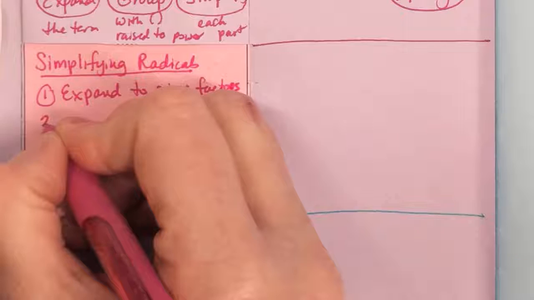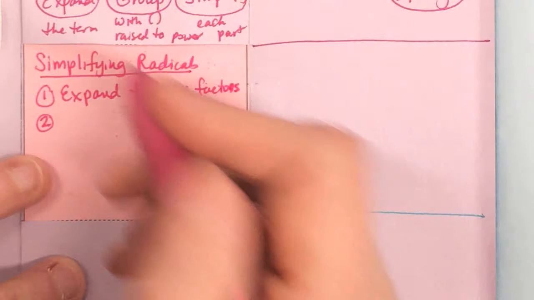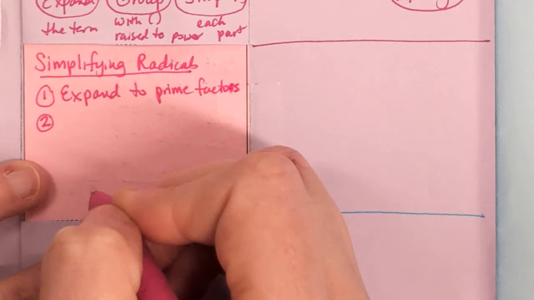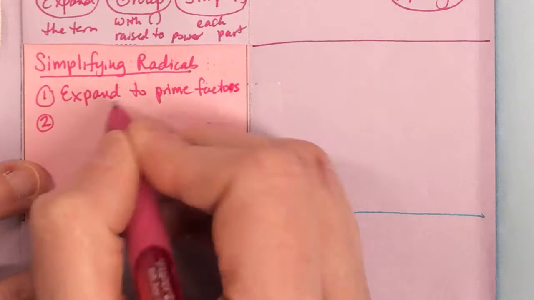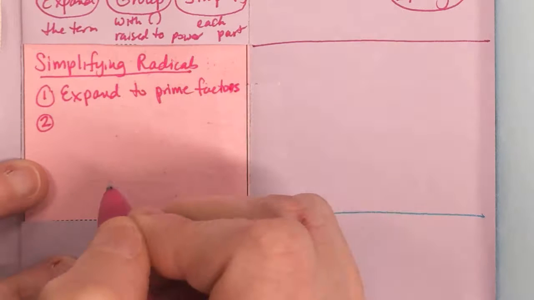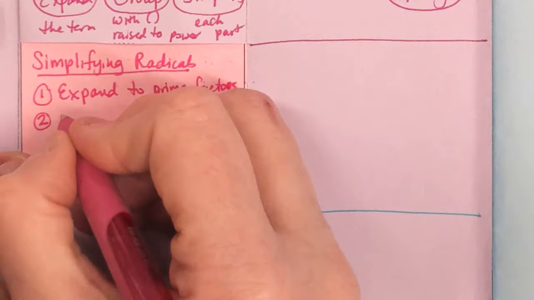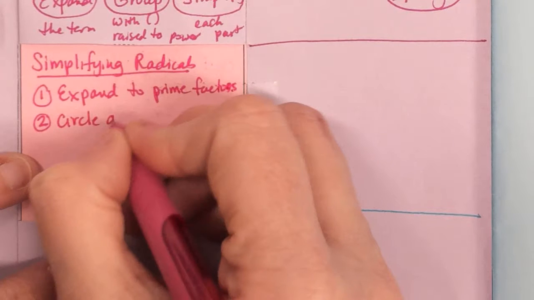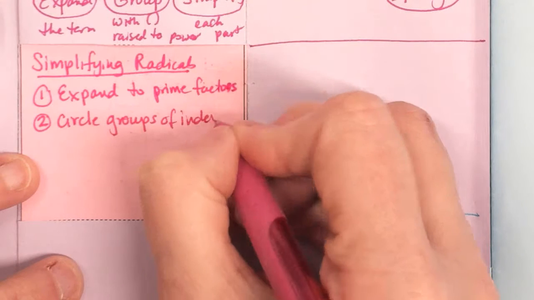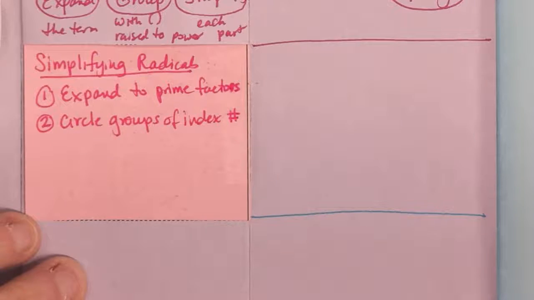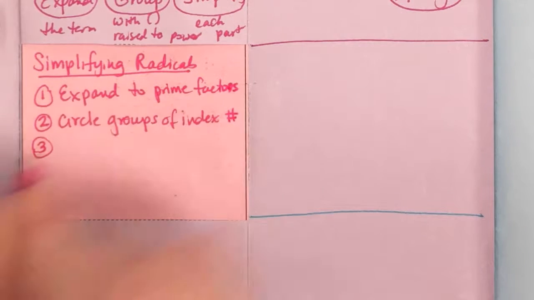The second thing we're going to do, and this is a weird instruction, but listen to it. We're going to circle groups of the index number. So if our index is 2, we're going to circle groups of 2. If our index is 5, we're going to circle groups of 5. Okay, so circle groups of index number. That's just a really hard thing to verbalize. And I'm going to do an example.